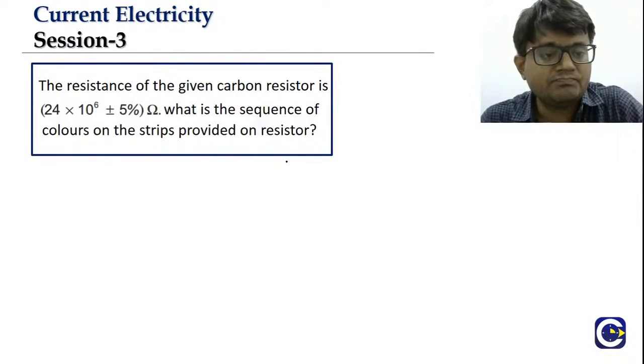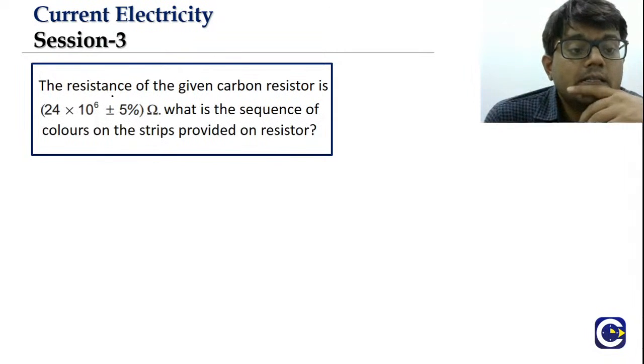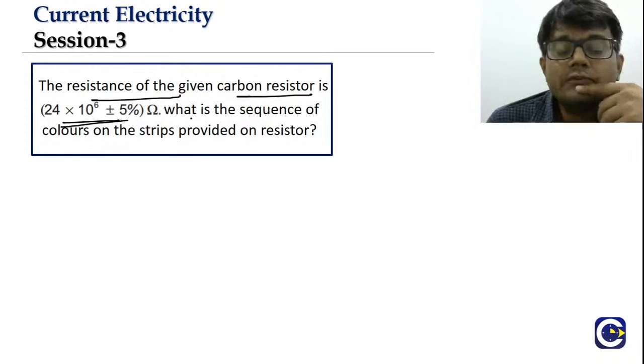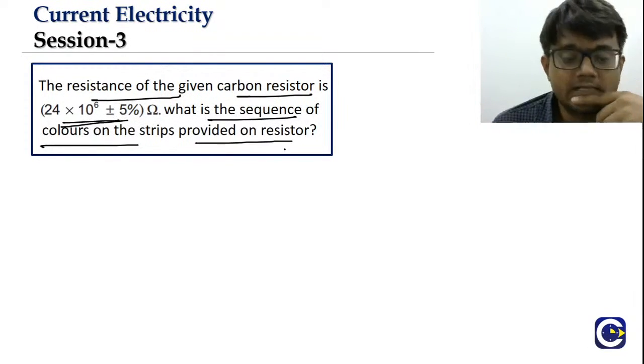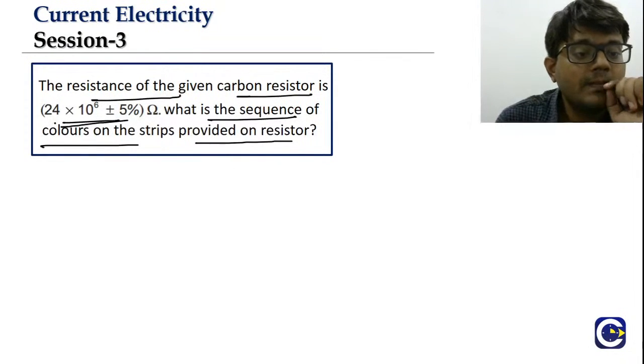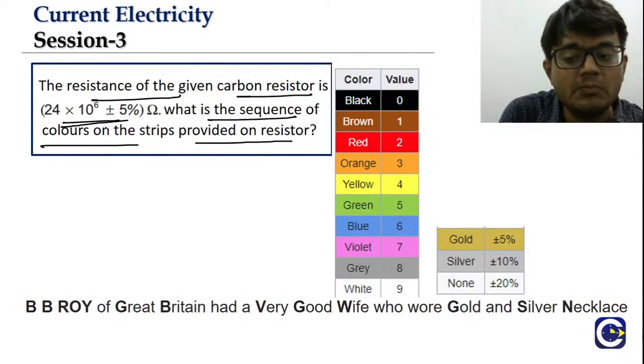Another question, look. The resistance of the given carbon resistor is 24 into 10 power 6 plus or minus 5%. What is the sequence of the colors? Look, what is the sequence of the colors? What is the mnemonic we have? In the mnemonic.